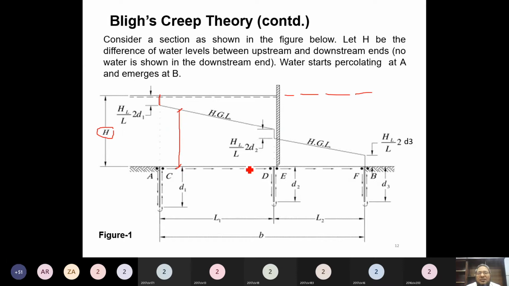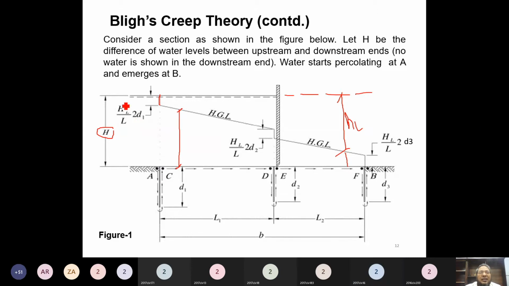Now what happens to the pressure head as we move in the downstream direction? क्या हो रहा है? कम हो रहा है ना pressure head. तो कौन सी चीज बढ़ रही है? हाँ भाई, ये क्या है? Head losses, sir. Head loss. Yeah, they are increasing. Head loss. Okay. Yes. So this is the head loss caused by the sheet pile.